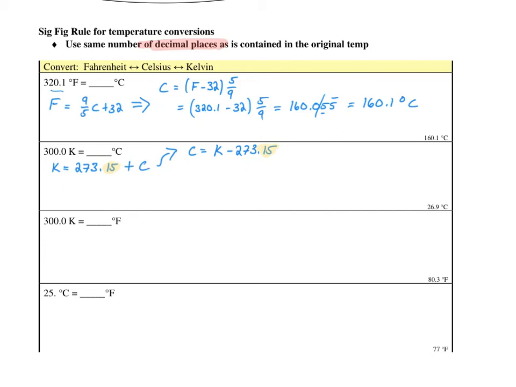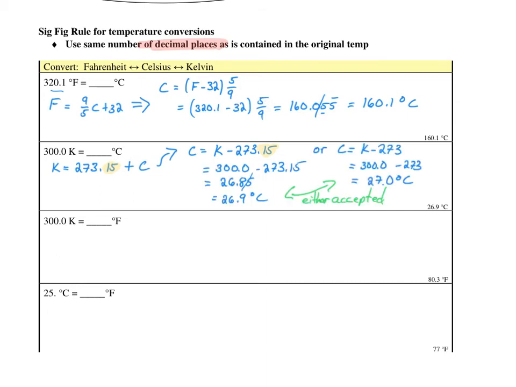If we want to determine Celsius from Kelvin, we use this equation. So I've done the calculation both ways to show a point. You see our results are within significant figures. Remember, the last decimal place is understood to be plus or minus 1. There's a little bit of uncertainty there. So whether your answer is expressed as 26.9 or 27.0, either one would be accepted.